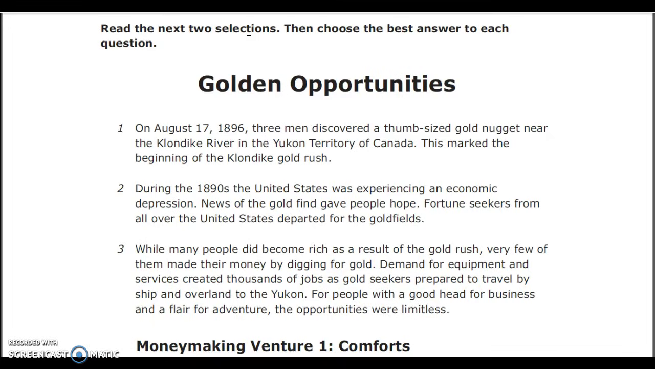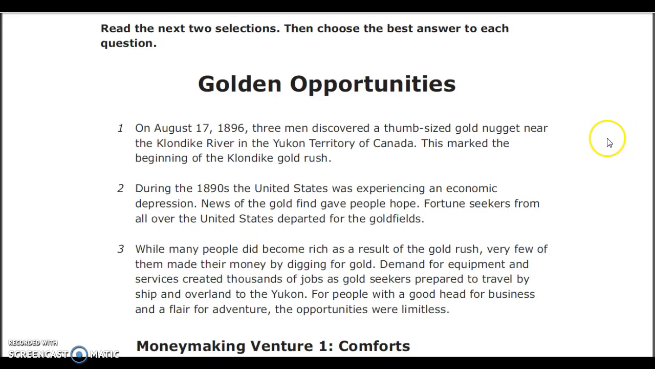So when I read these next 2, I need to be thinking and asking myself, how are these texts alike? What are they both talking about? Are any of the people listed common? Is the subject common between them? How are they different? So make sure you think about those things when you see read the next 2 selections, okay?